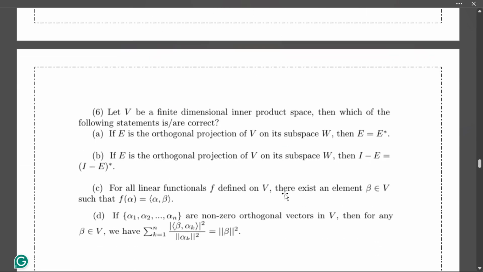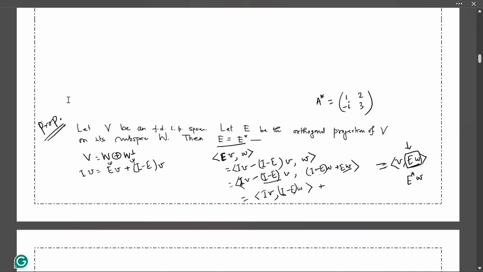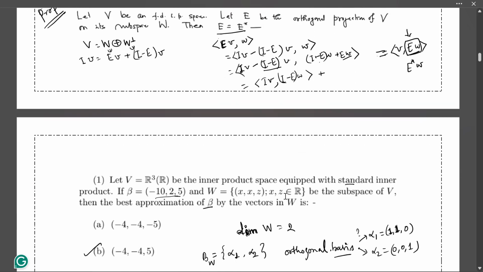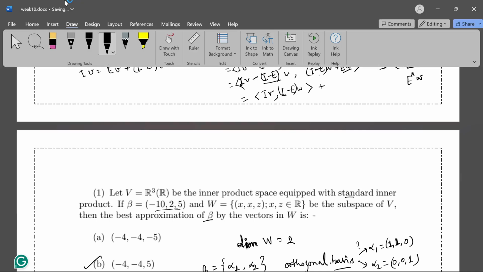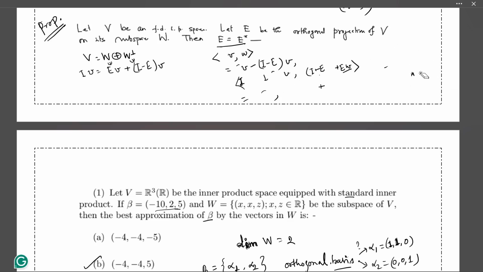Next question. Let V be a finite dimensional inner product space, then which of the following statements is correct? Let E be the orthogonal projection onto W, then E is equal to E star. This is the last corollary of the proposition, and it was proved in the class. Okay. I should do it. At that time, I was thinking I can leave this. I will do it in the question. E is equal to E star.